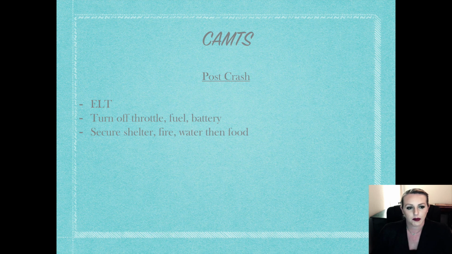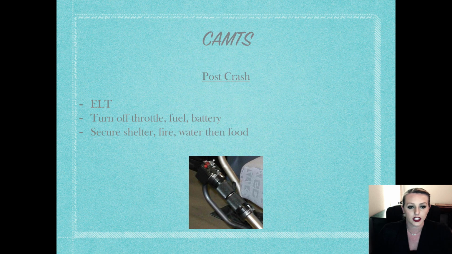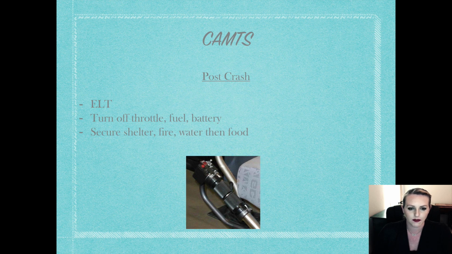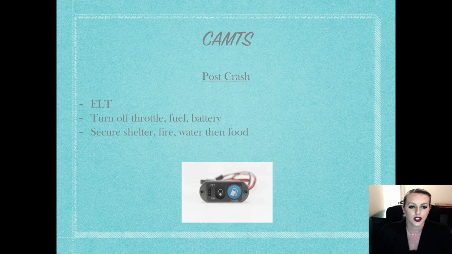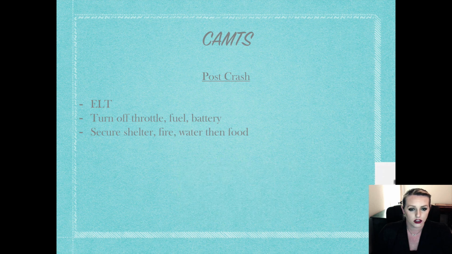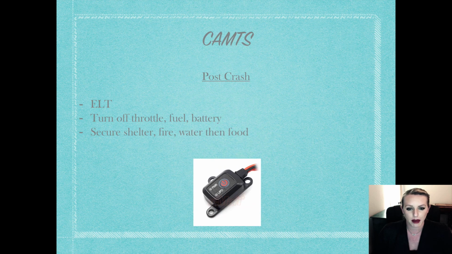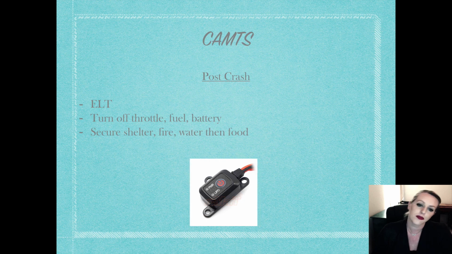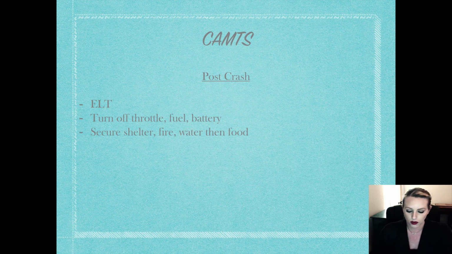So let's say now your pilot is incapacitated. The first thing we want to do is turn off the throttle, so don't be trying to go anywhere. Turn off the fuel, and then turn off the battery. I'm very well aware that these are not real, that's not what it would look like inside the helicopter. So, all of that's done, the aircraft has stopped moving, and we can now get out and go do our thing.